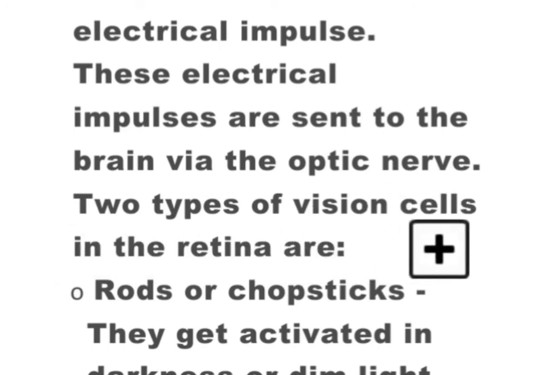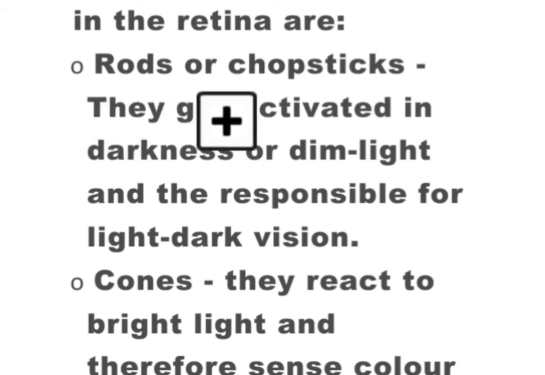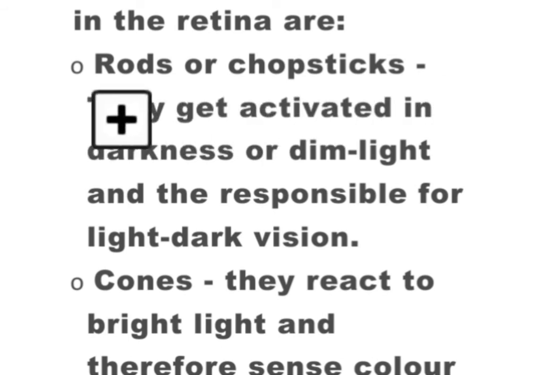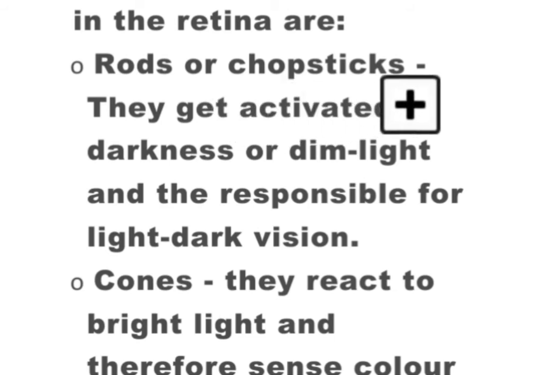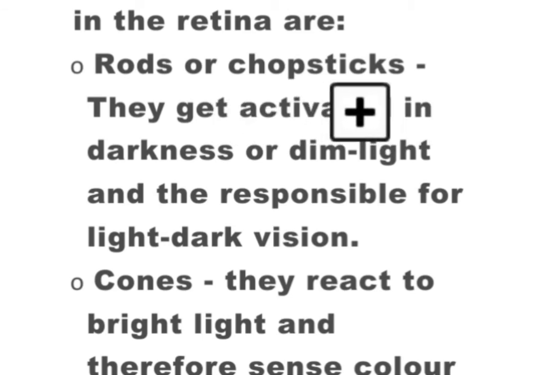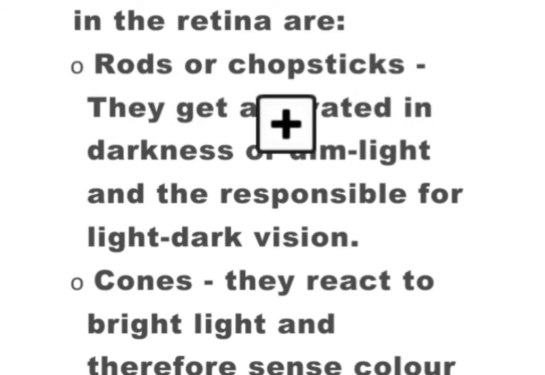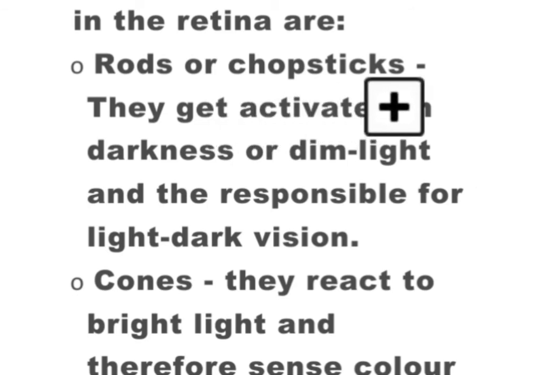There are two types of vision cells in the retina: rods and cones. Rod cells are just in the shape of chopsticks. Chopsticks, you know. By the help of them, Chinese people eat noodles or rice. Yes, Chinese people are trained to eat rice with the help of chopsticks.